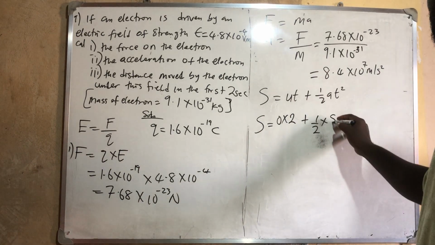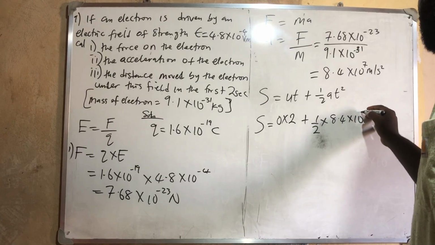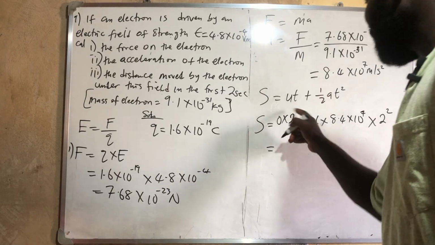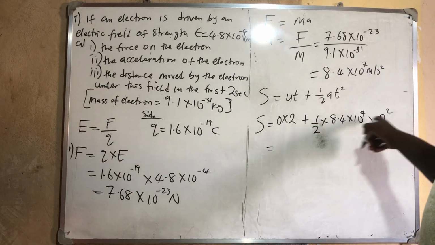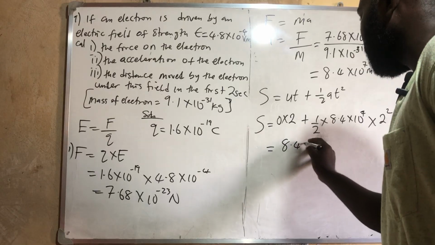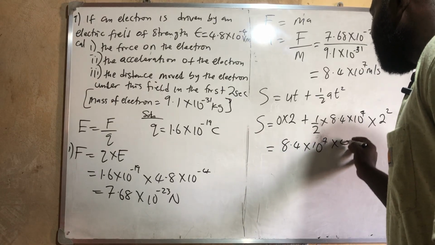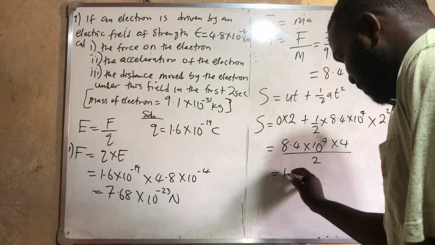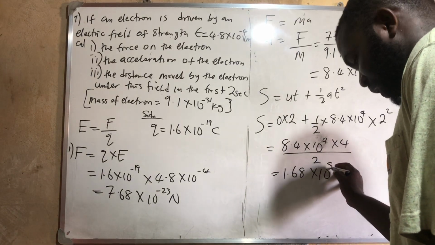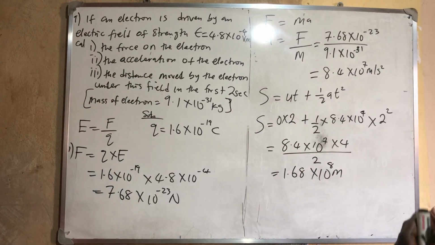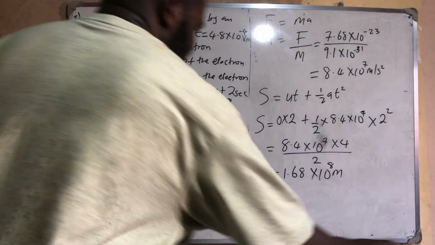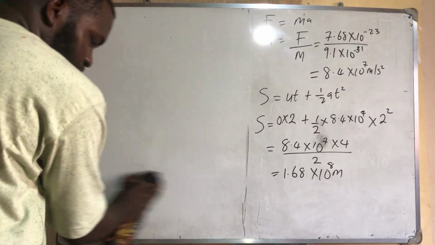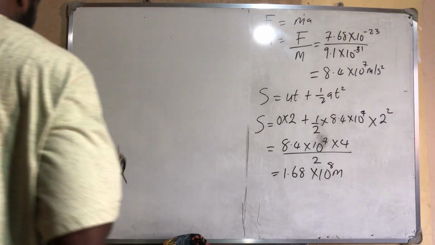I've gotten the acceleration as 8.4 times 10 raised to power 7. Then times my t, which is 2 squared. So if you have that, 0 times this is gone, 2 will take care of this. I'm going to have 8.4 times 10 raised to power 7 times 4, then divided by 2. So if you do that, you are going to have 1.68 times 10 raised to power 8 meters. So that is that for the distance. Okay, so you see, this is very, very simple. We move to the next question.